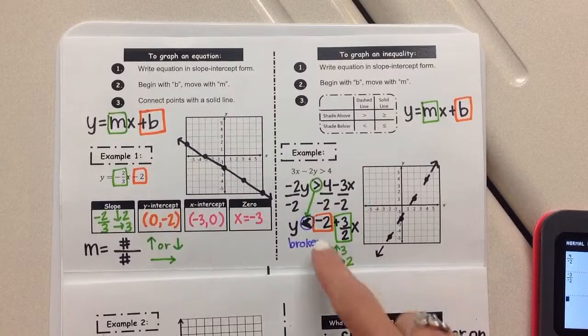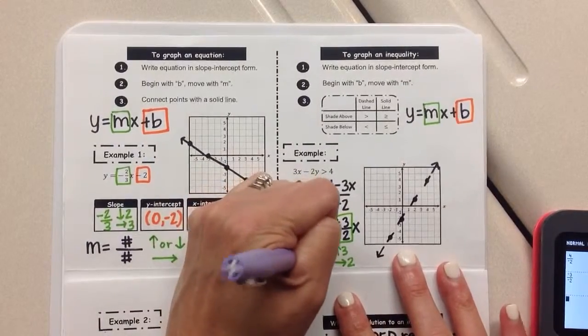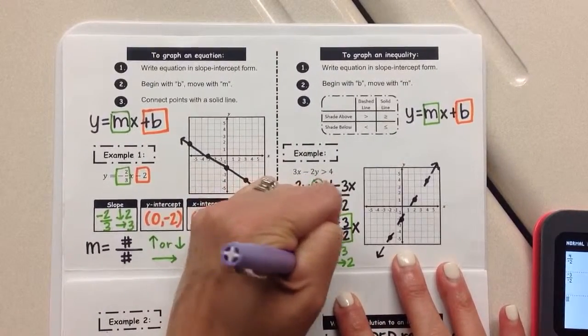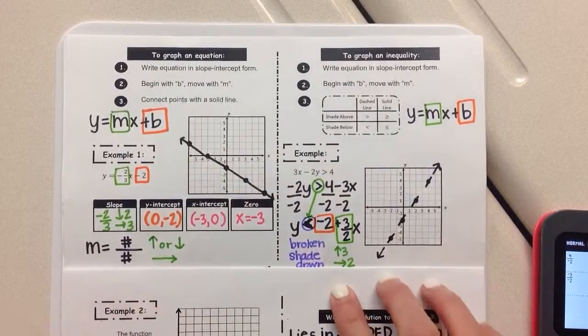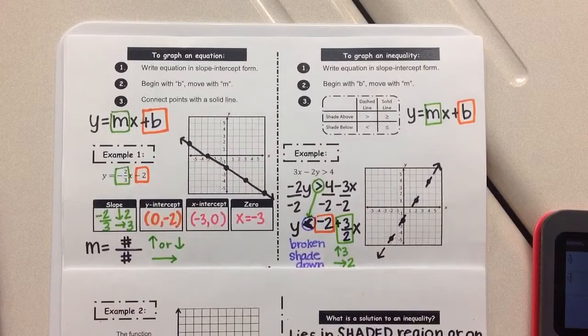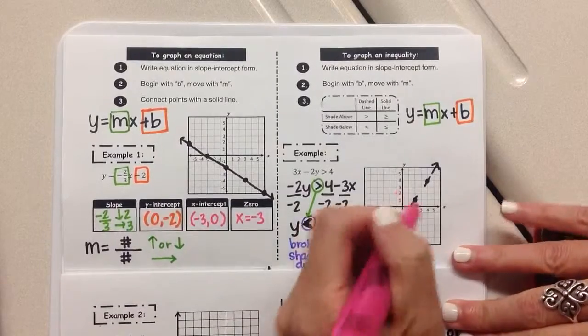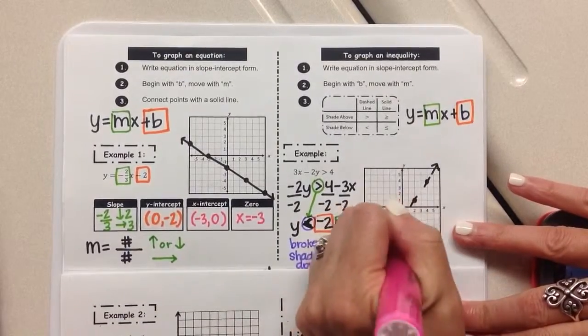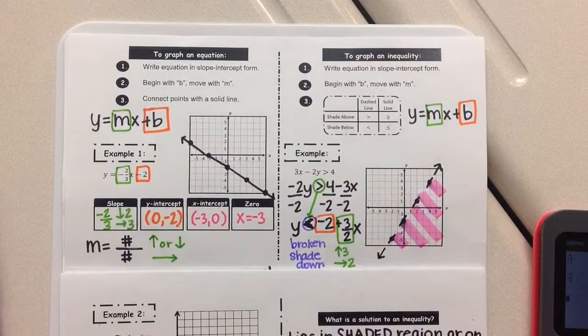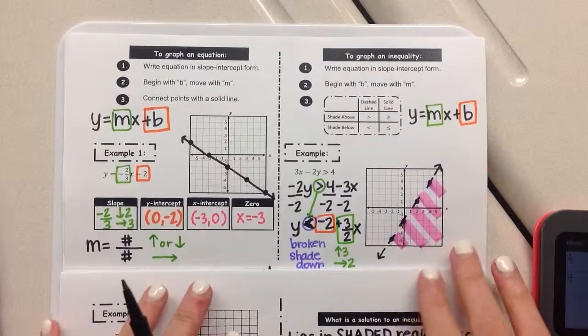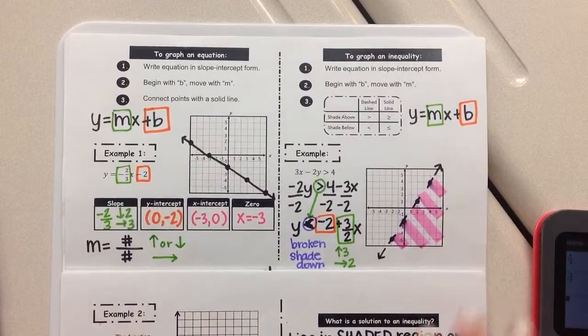And then because it's a less than, I need to shade down from the line. So I'm going to go to an ordered pair that is on that graph line, and I'm going to shade down. I'm going to use my highlighter, and I'm going to shade down from the graph line, down like this. So this would be the side that is shaded for less than. Shade down. Okay, down sounds like less, sounds like below, shade down. And that is how you graph an inequality.